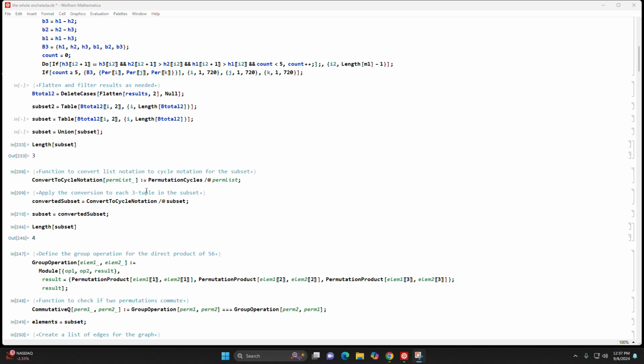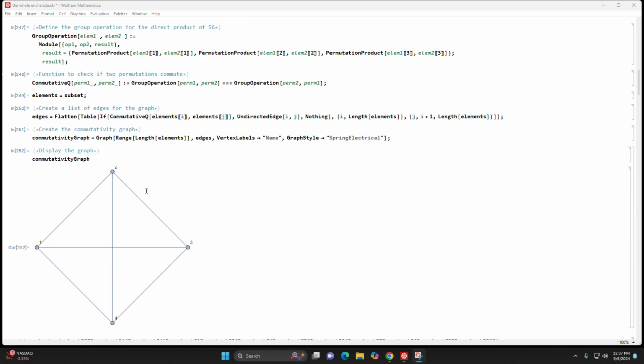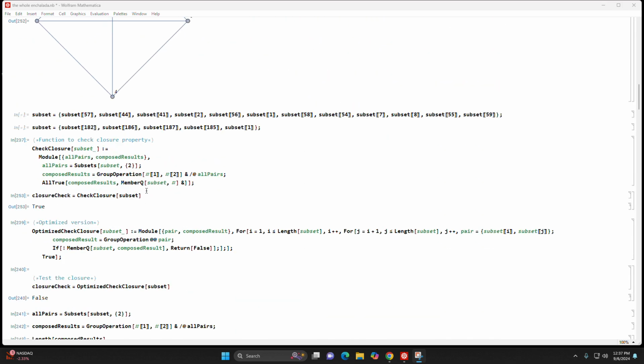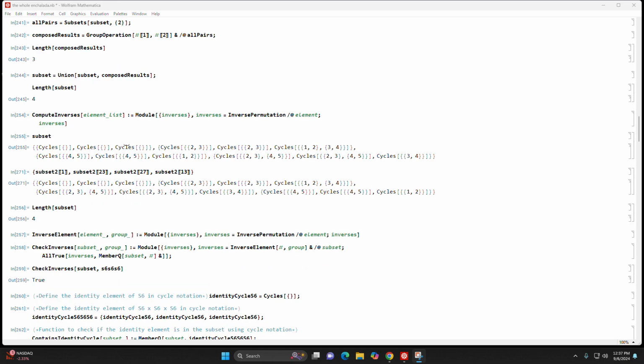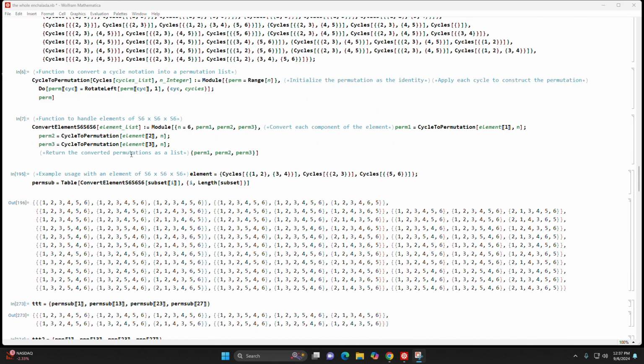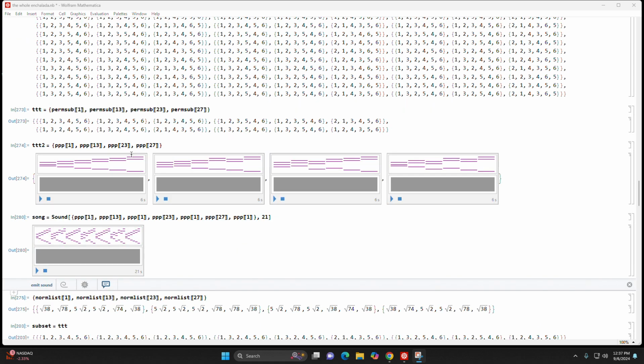I guess we could start from the beginning, but it would take a long time to do the whole process of the code again. But it was 243 elements, and I narrowed it down to a subgroup of 31 elements, and then I narrowed it down further to this image you see here, a commuting group of 4 elements. I believe it's the Klein 4 group. This code checks for closure and all that good stuff. But this is the identity. And these are the permutations.